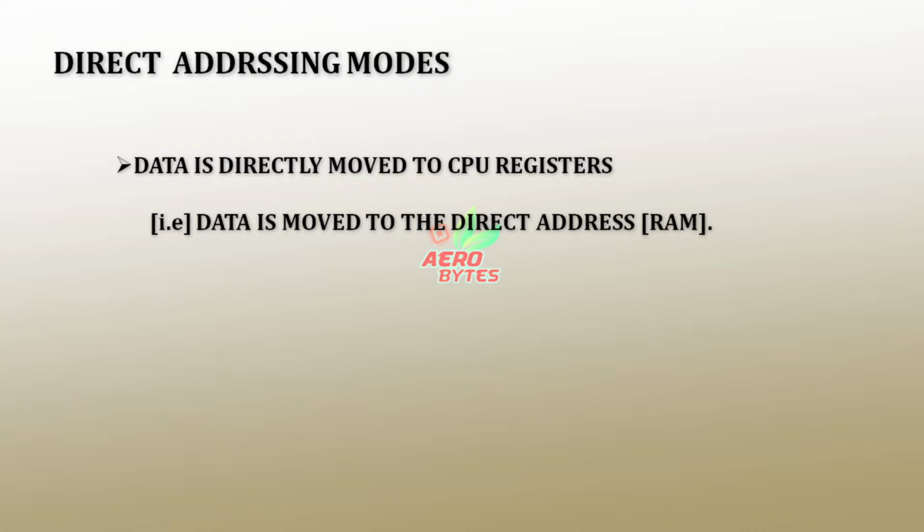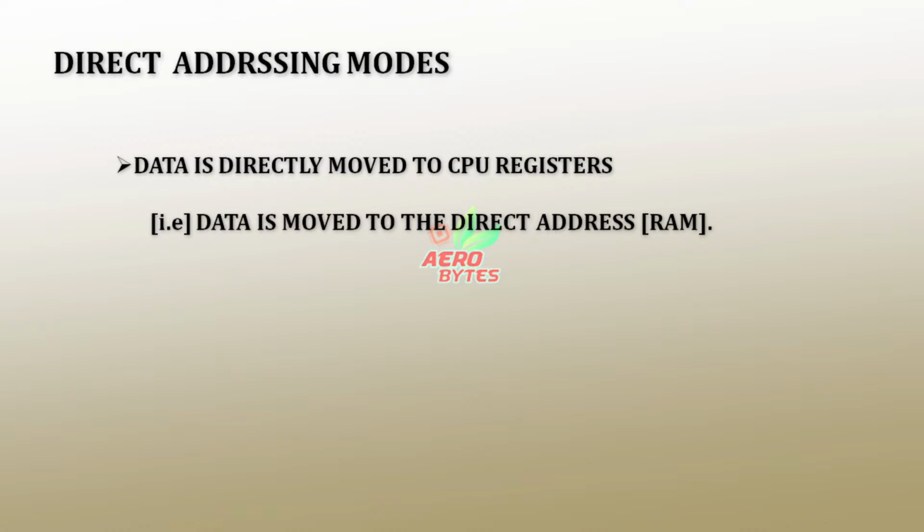What does it mean? Data is directly moved to the CPU register, in the sense that the CPU registers are given in the form of a RAM address, a direct address. The RAM address is known as a direct address. Data is moved to the direct address. So data is moved to the register by using the direct addressing mode.